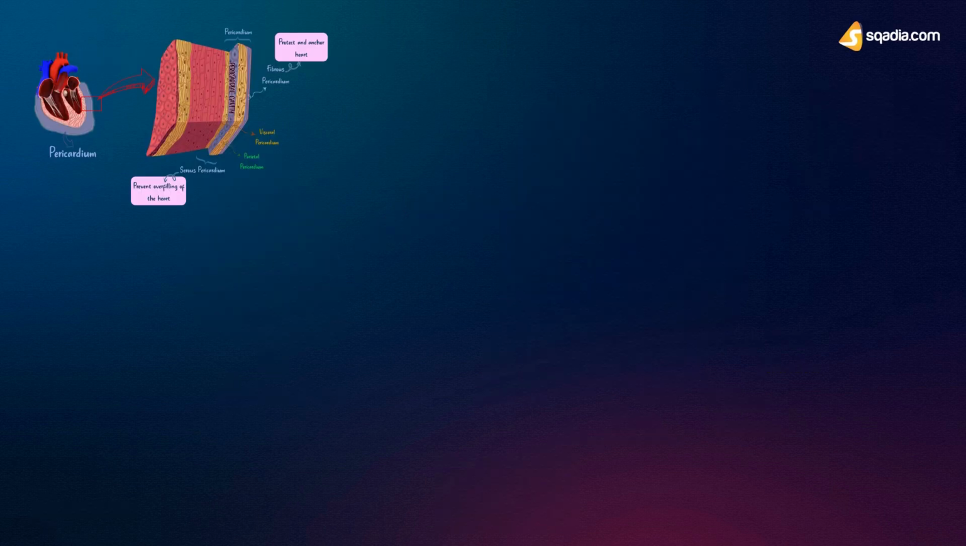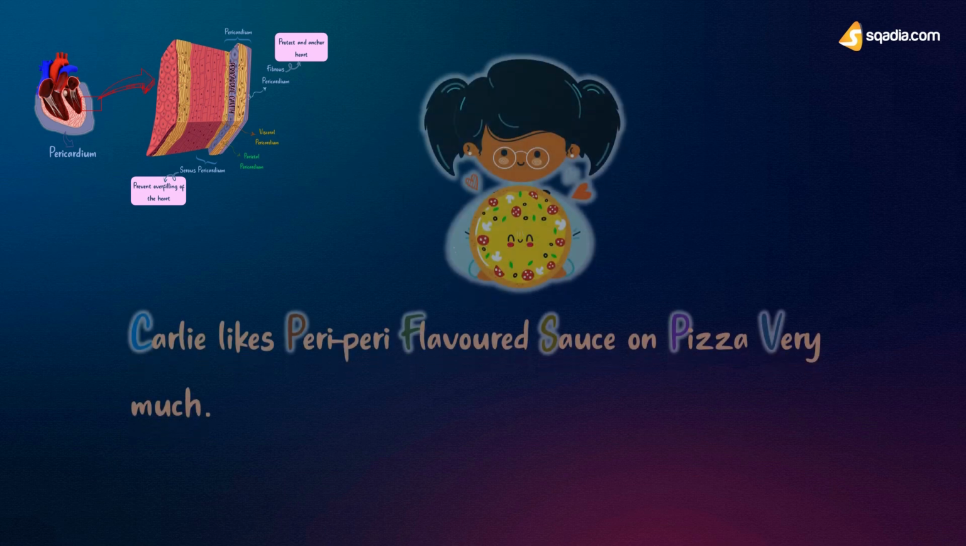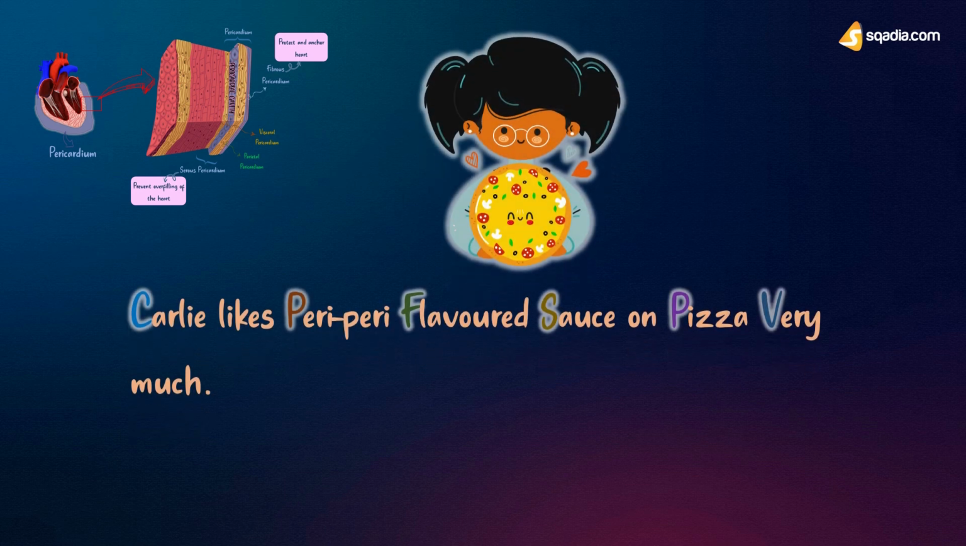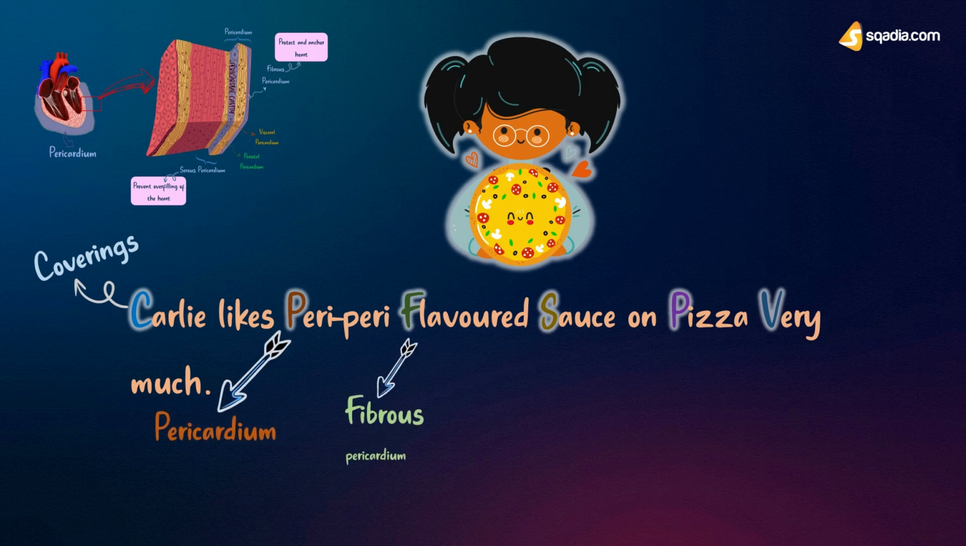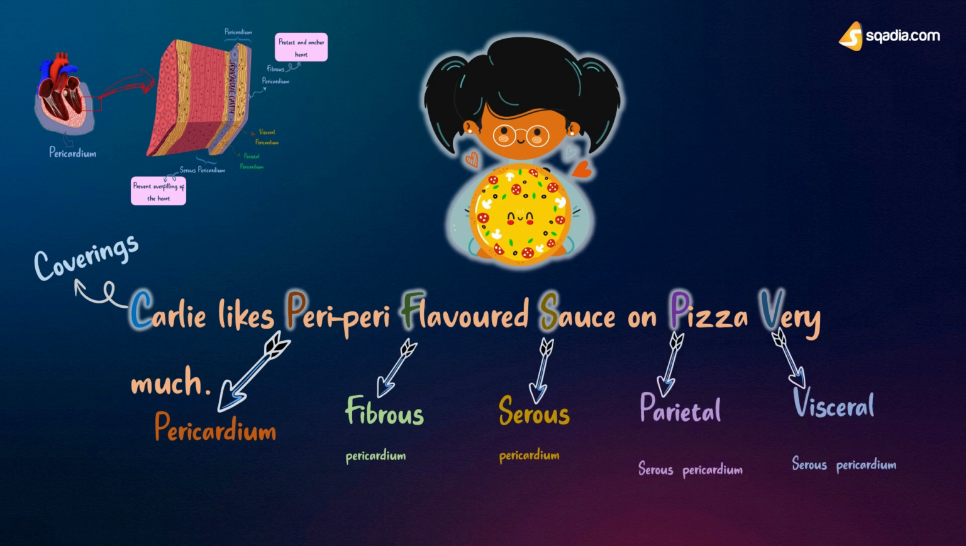While you can easily memorize these coverings by a mnemonic: Carly likes peri-peri flavored sauce on pizza very much, where C of Carly can remind you of coverings of the heart. Peri for pericardium, F for fibrous, then S for serous, P for parietal, and V for visceral.